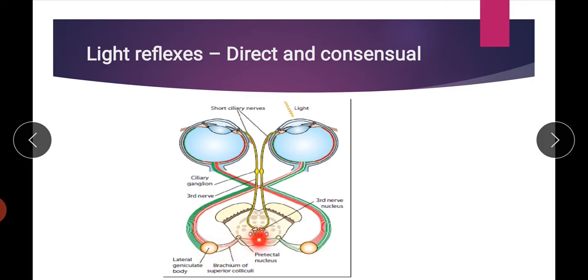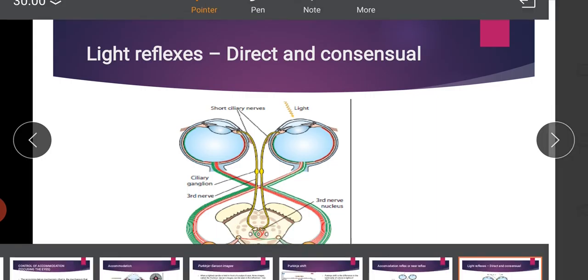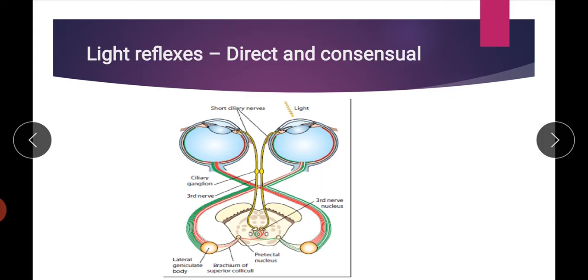From the pretectal nuclei, fibers go to the Edinger-Westphal nucleus of both sides. Because half of the fibers stay on the ipsilateral side and half go to the opposite side, both sides of the pretectal nuclei are stimulated, and they also stimulate both sides of the third cranial nerve nuclei. As you can see here, this green fiber is stimulating this nucleus as well as the opposite side nucleus, and in the same way the red fiber is stimulating both sides of the nuclei. You can visualize this here.